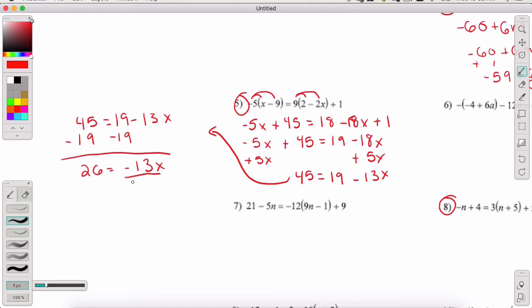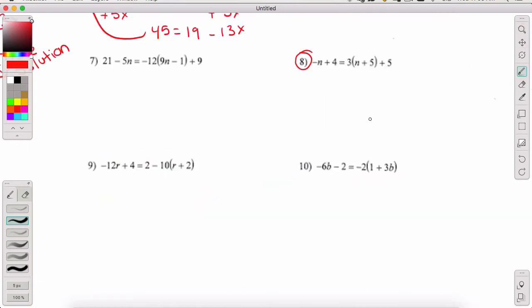Now I have to make 1, so I'm going to divide by negative 13 on both sides. And I end up with negative 2 equals x. And that's our solution here. And because x equals one number, that means we have one solution.